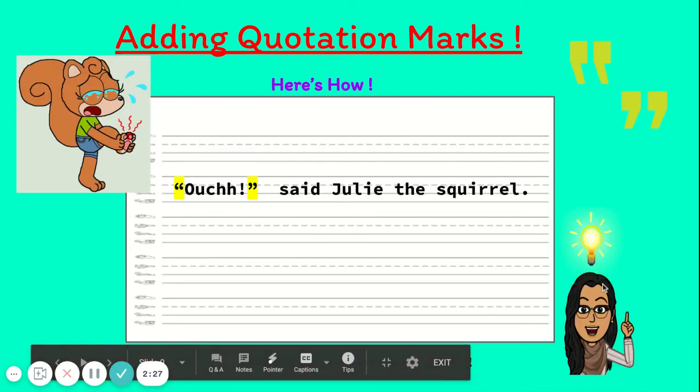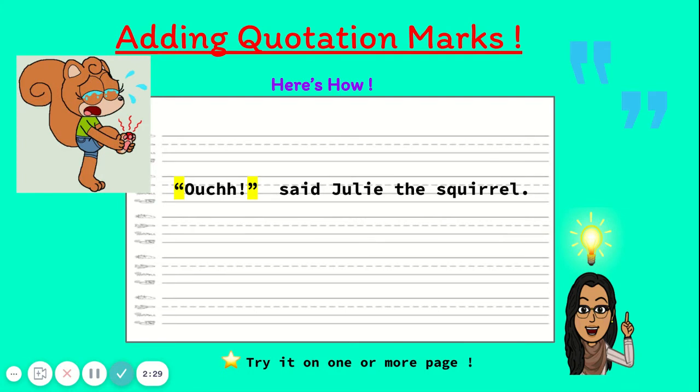For example, sometimes a character yells all on their own. Maybe they're not having a conversation with another character, but it still shows when a character is speaking. For example, "Ouch," said Julie the squirrel. Julie the squirrel wasn't speaking to anyone, but the word ouch is what Julie said out loud. So you can go ahead and add quotation marks if your character says something on their own.